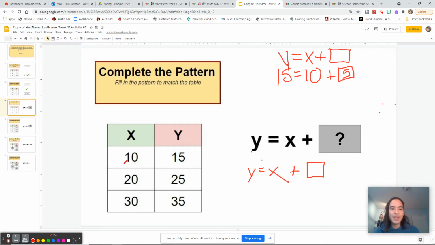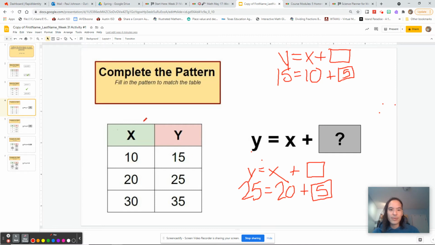All right, now let's fill in our x and our y. Our y on this side is 25. So 25 is equal to, what's our x? 20. So we're replacing x with 20 plus the box. What would go inside the box to make this equation true? 20 plus what equals 25? If you said 5, you are correct. So on both of these, what went in the box was 5.